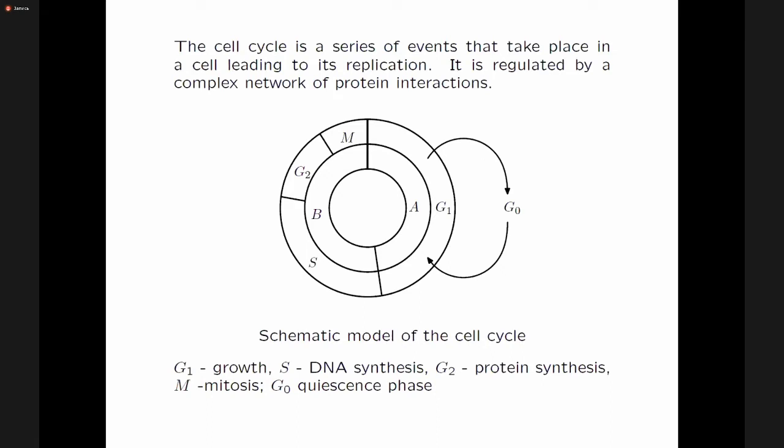So there are 2 things. One is the network of protein interactions. The second is the cell cycle. If you want to study the network of protein interactions, we can describe it in many possible ways. Here is an example. You see a number of differential equations, and it's very difficult to study them mathematically. So I will not talk about this at this moment.